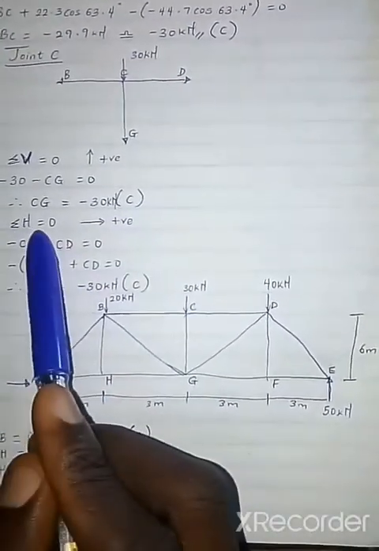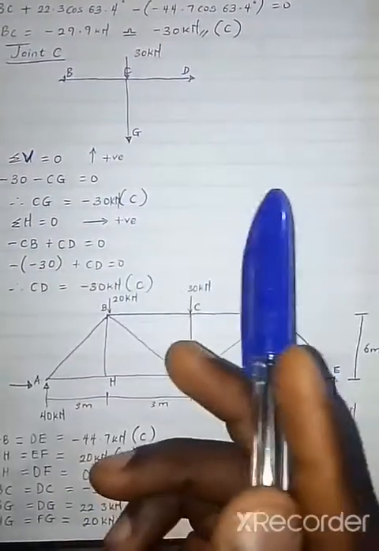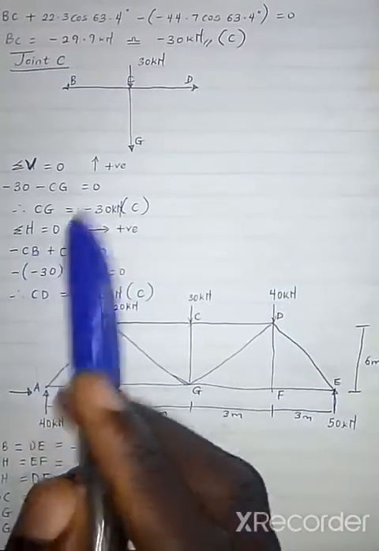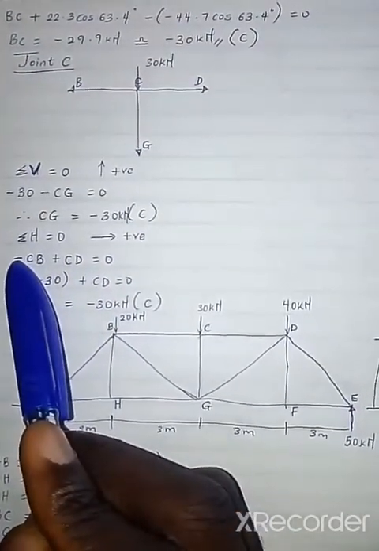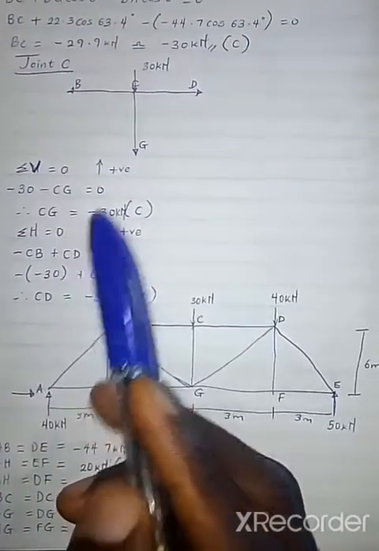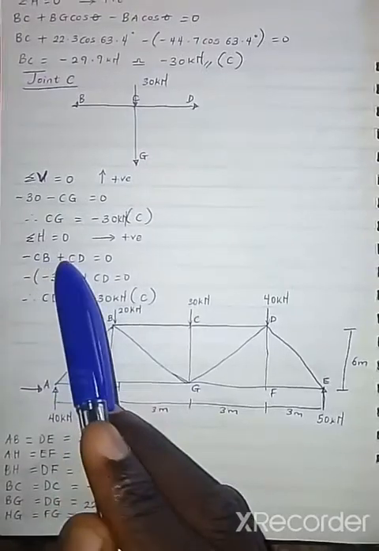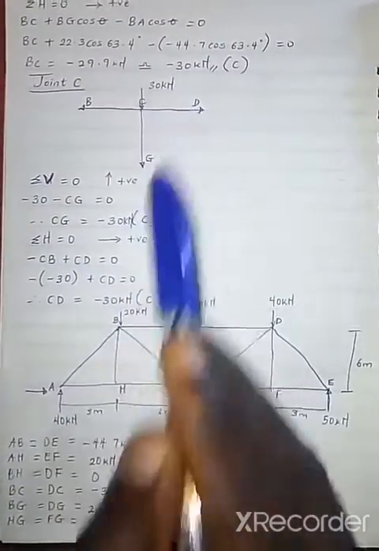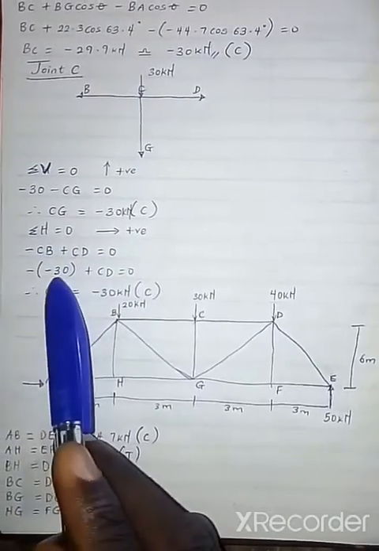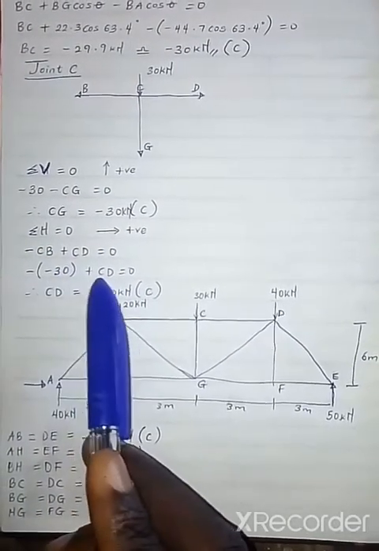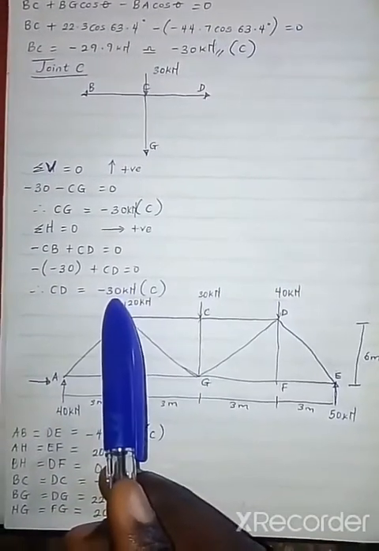Then summation of horizontal equals 0. These are the horizontal forces. This one is easier and simpler, it's not that complex like the other joints. Then minus CB, negative, minus CB plus CD equals 0. So we have gotten the value of member CD before, so just substitute the value plus CD. Then we get the member CD to be minus 30 kilonewtons.